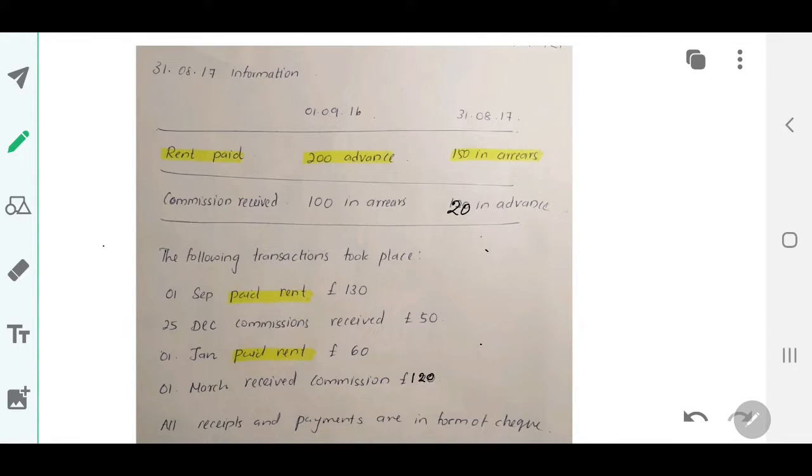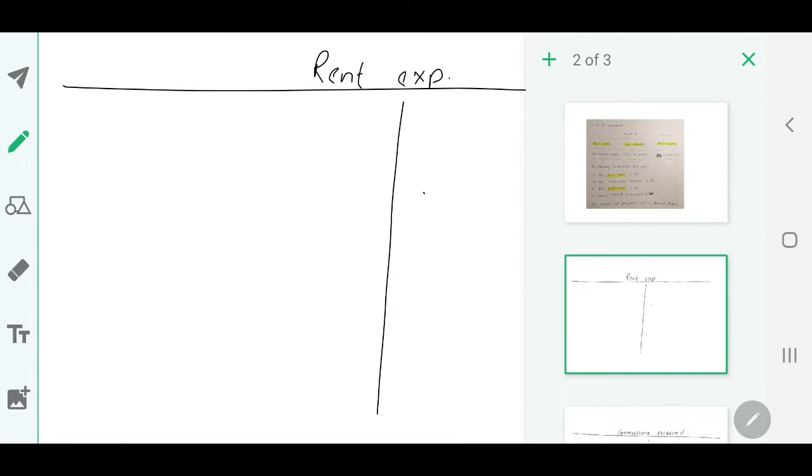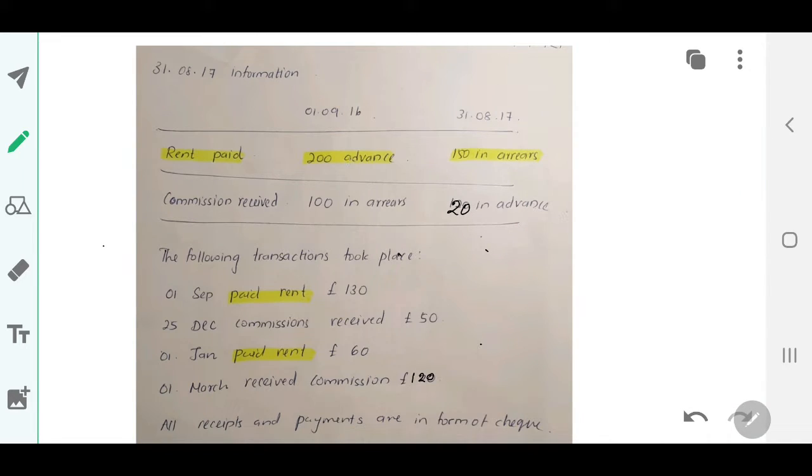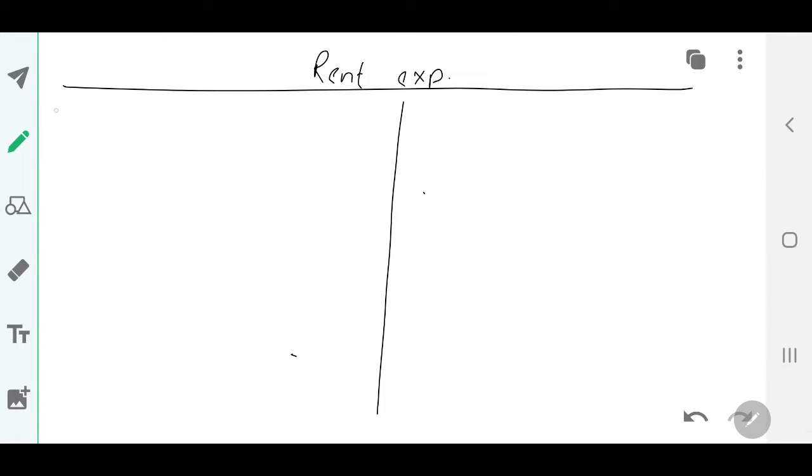31st August 2017 information. You can see the highlighted information, which is for rent paid. So you're supposed to prepare a rent expense account. As you can see here, you had made an advance payment worth 200. So for an expense, when there is an advance payment, here the year starts on 1st of September 16, and you consider it here as prepaid balance brought down. That is worth 200.